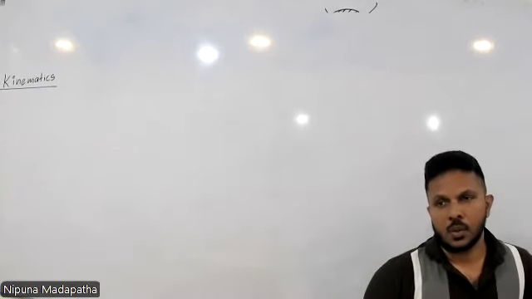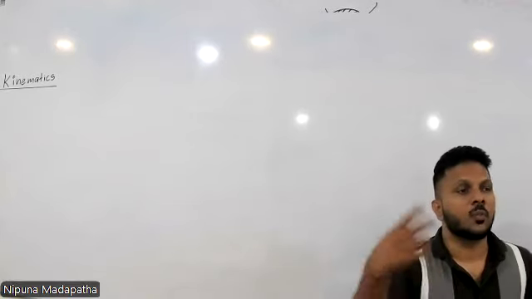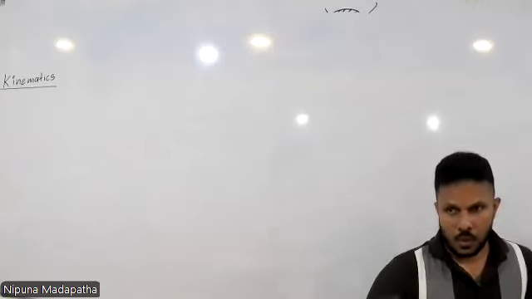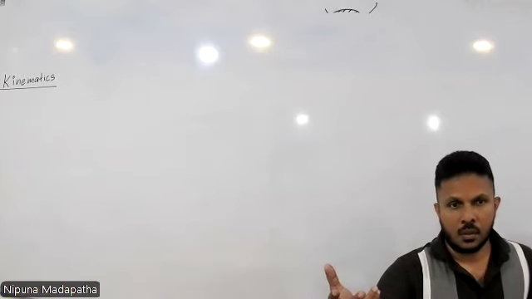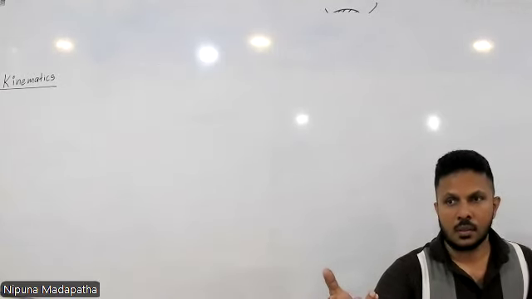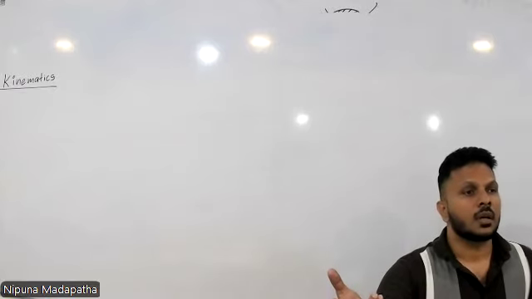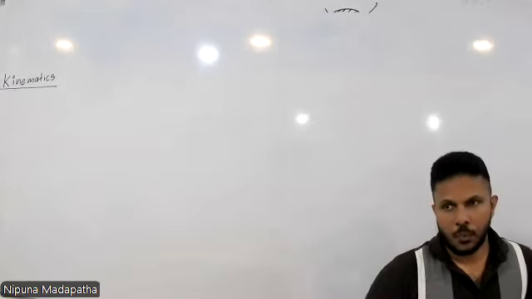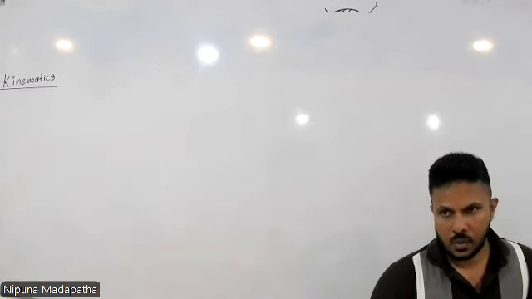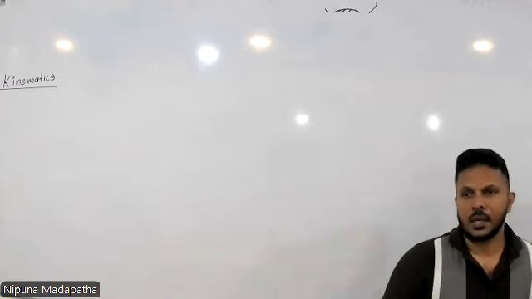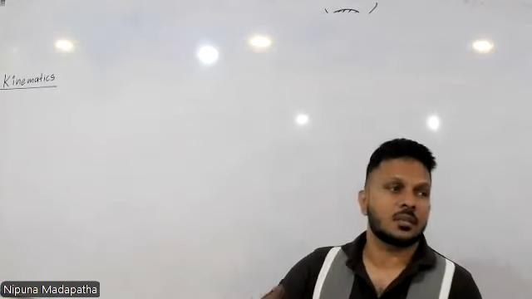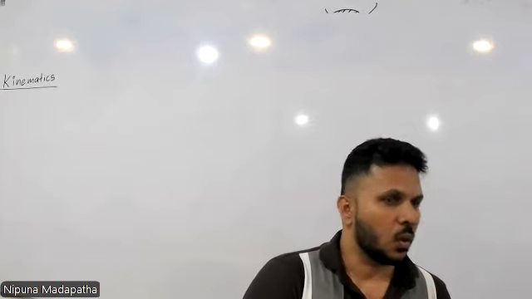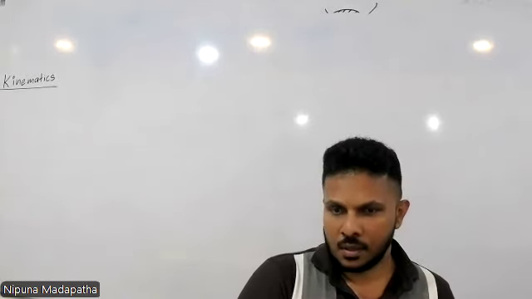Translation motion of the bodies. All the motions in the universe we can observe and divide into three main types. So there are three types of motions you can see everywhere in this universe. What are those three types? Can you name them?